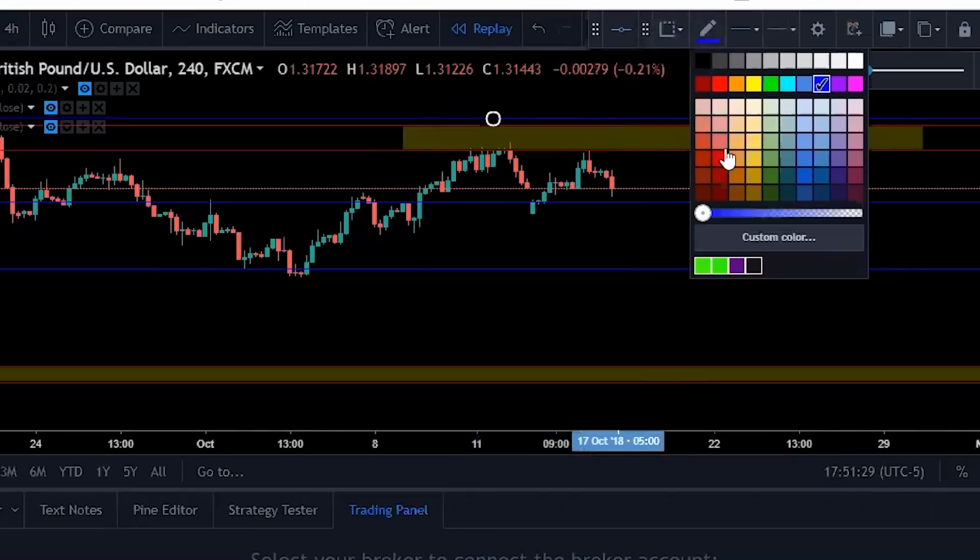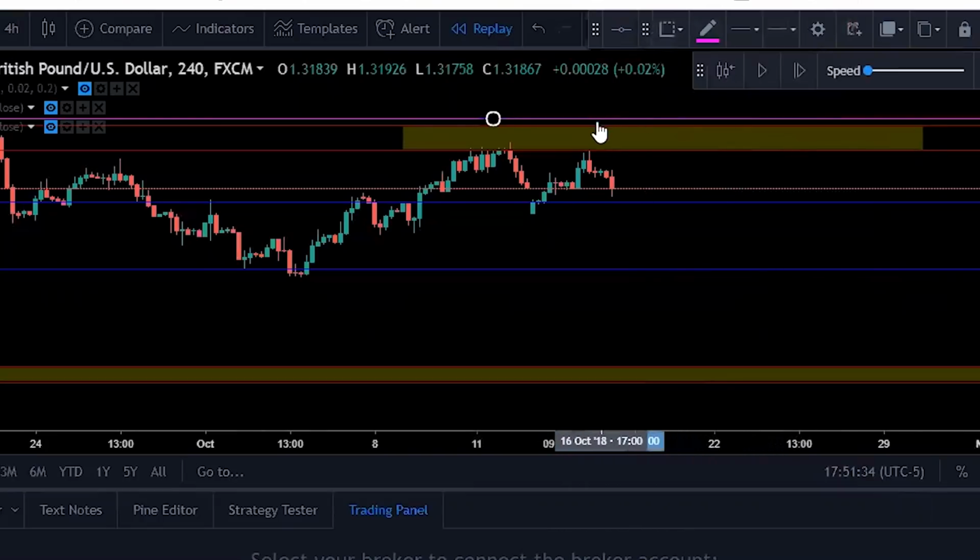So let's drop a line right there, and we're going to make that one, let's call that one pink. We'll do pink. That's going to be your stop loss, okay? This pink line is going to be your stop loss, and that is a total risk of 145 pips. All right. Now let's look here.